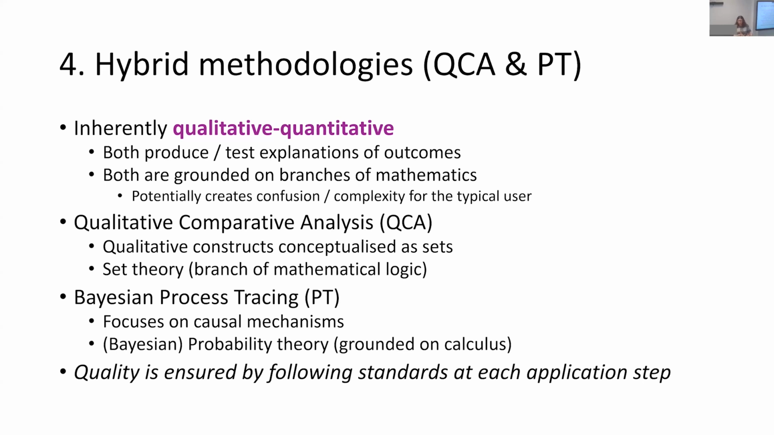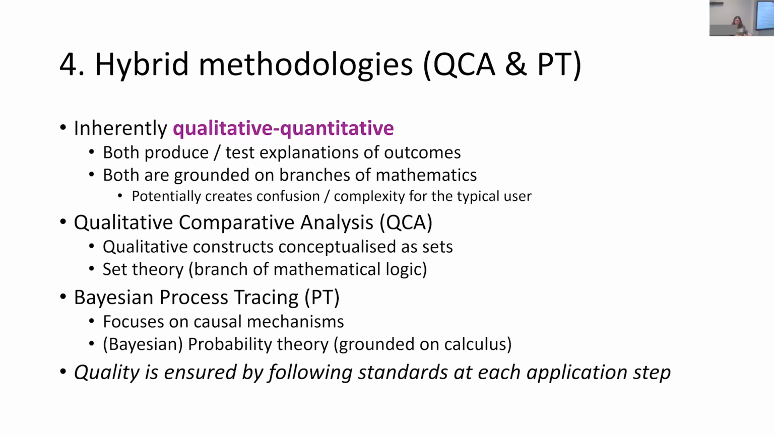So what are hybrid methodologies? I call hybrid those methodologies that are inherently both qualitative and quantitative. In particular, both QCA and especially formalized Bayesian process tracing test explanations of outcomes, so qualitative causal statements. But at the same time, both are grounded on branches of mathematics. And these are not typical bedfellows, I would say. It's something that creates confusion in most users and adds a degree of complexity. It's just something that people are not used to dealing with in the same design.